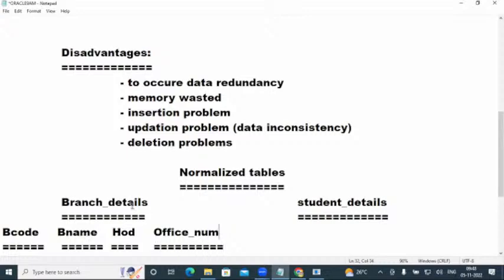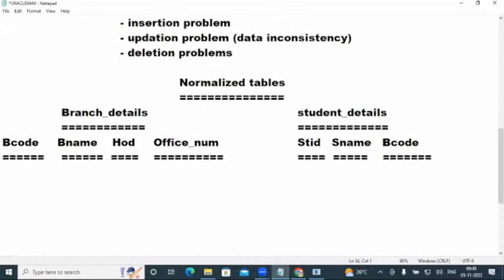Another table: Student ID. Next, student name. Next, I will take branch code. So now these two I separated. Can you remember primary key, foreign key relations? I divide like this.